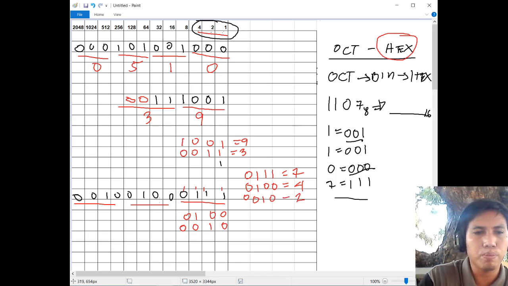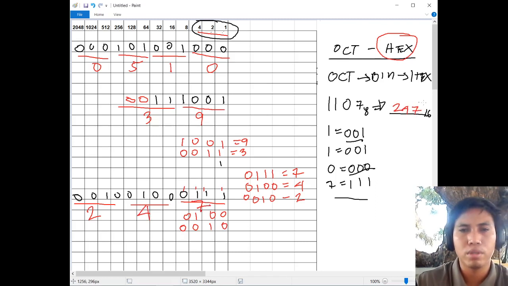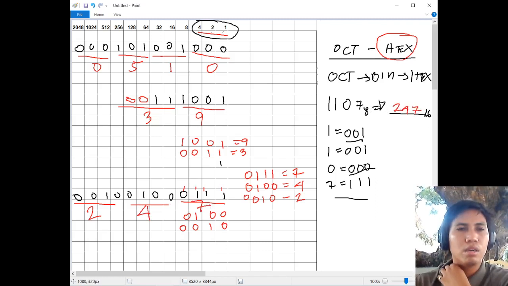So the value, eto siya. Sulat niyo dito: 2, this is 4, and this is 7. So the actual value is 247 base of 16. And that's all. Thank you.